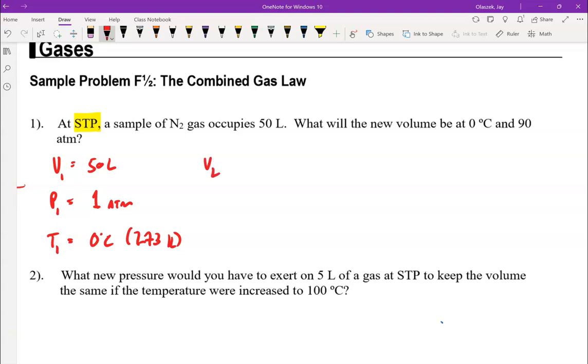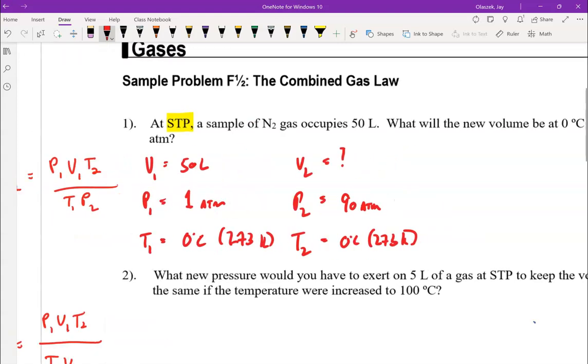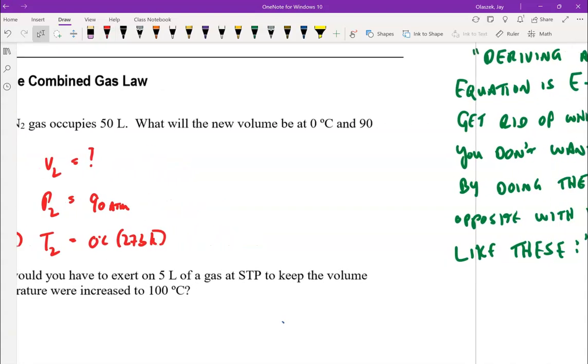The question is asking for the new volume. We're going to change the pressure from 1 atmosphere to 90, and we're not really changing the temperature. It stays at 0 degrees Celsius, but we're going to do it anyway. So the question is asking us to find V2. It's right here, but I'm going to show you how I do it.